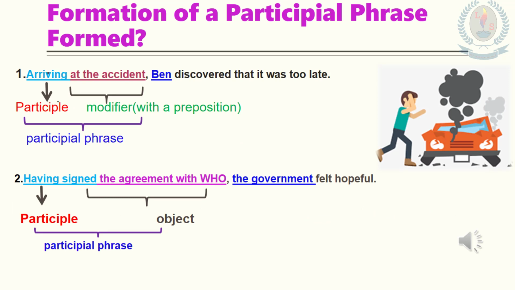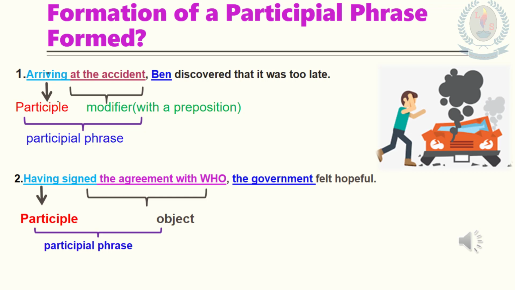Now we are going to focus on forming a participial phrase. My first example is, arriving at the accident, Ben discovered that it was too late. Arriving is the present participle to which is added a modifier beginning with the preposition at the accident to make it a participial phrase. So our participial phrase, arriving at the accident, is added to the main clause, Ben discovered that it was too late. And you might wonder who's the subject here. In the example, Ben is the person who is doing the action, who is arriving. So Ben is the subject in our sentence, which is placed right after the end of the participial phrase.